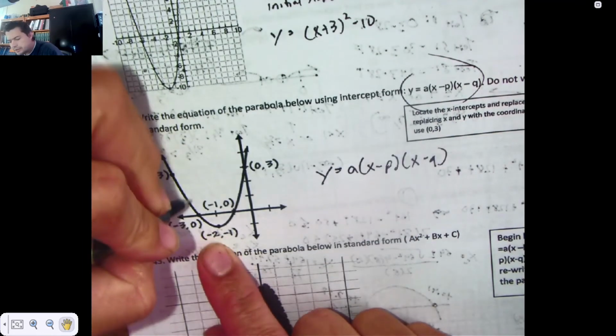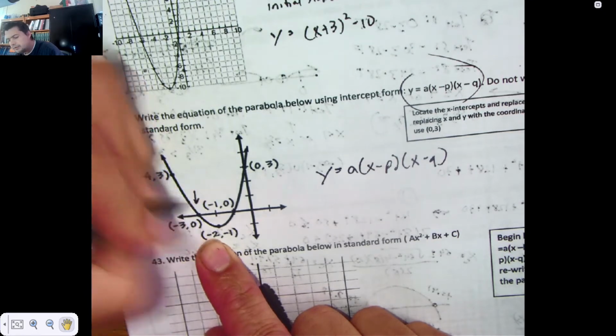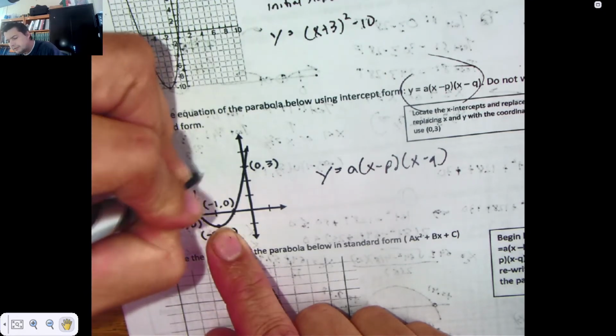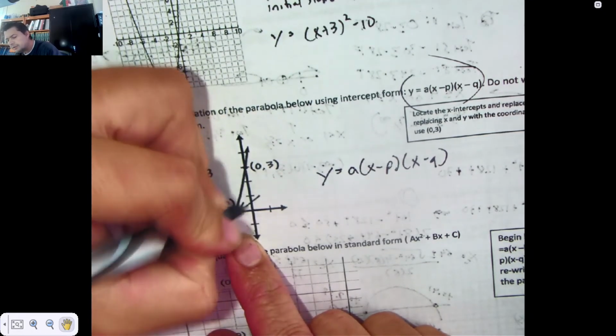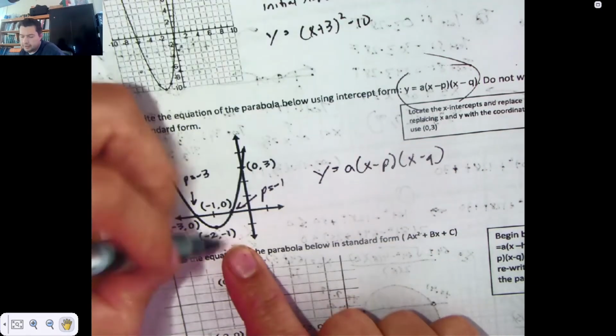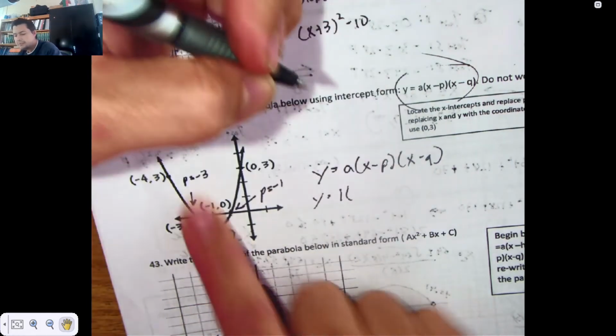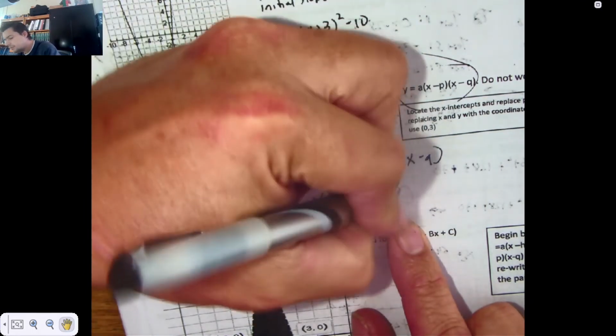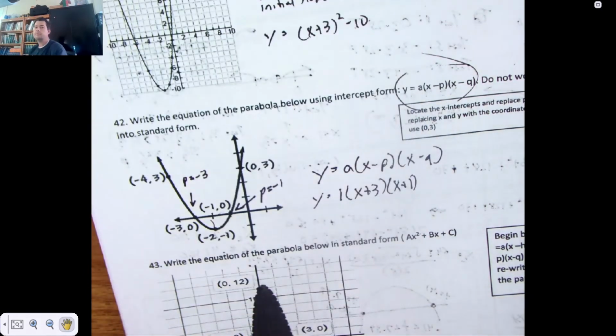All right, so here's an x-intercept right there. That's p, and p is negative 3. Here's another one right there, and that's q is negative 1. The a value, by the way, is literally to rise one or run one. So it's y equals 1 times x minus a negative 3, which is plus 3, times x minus a negative 1, which is plus 1. That's how hard that thing was. Pretty easy, isn't it?